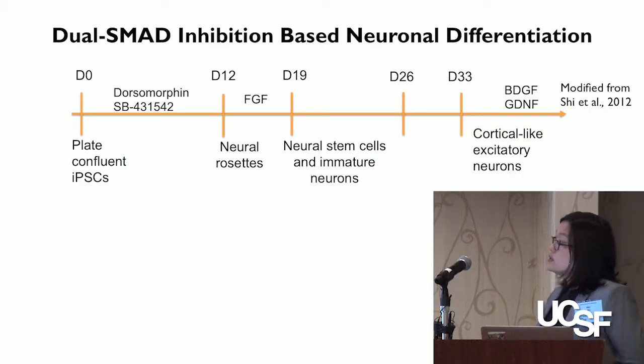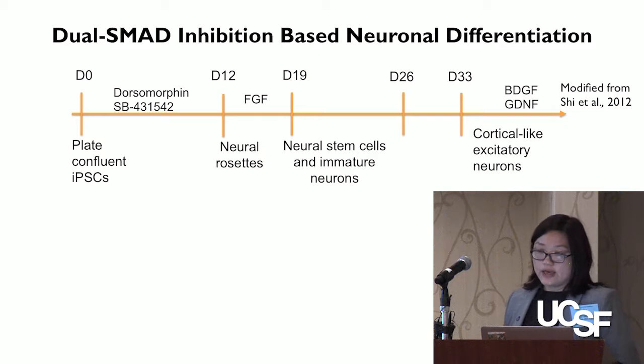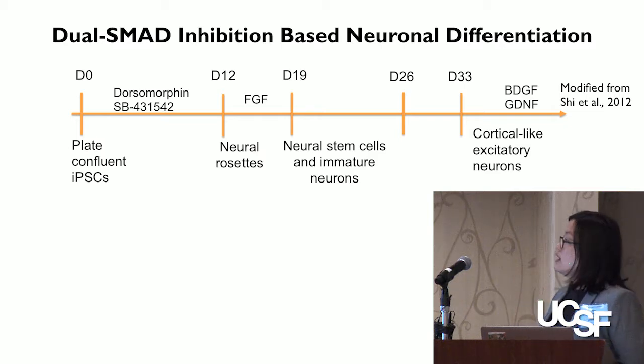And then after obtaining these cells, for the functional study, we are focused on generating cortical-like excitatory neurons. This is a method modified from 2012. It takes about 4 to 8 weeks to generate functional, though still immature, cortical-like excitatory neurons.